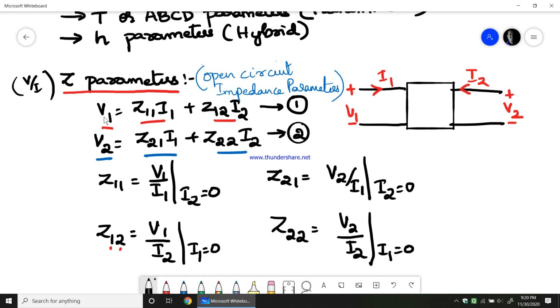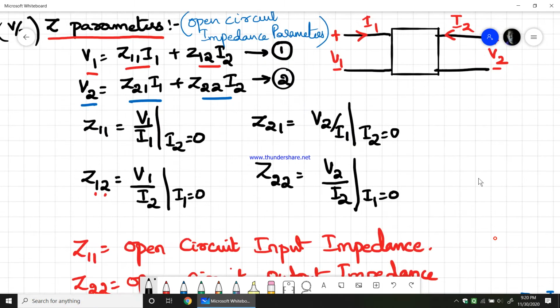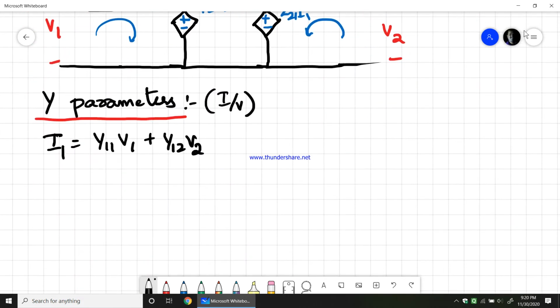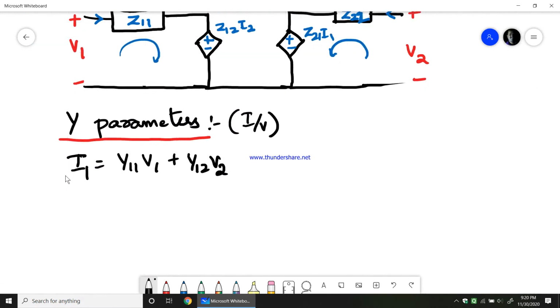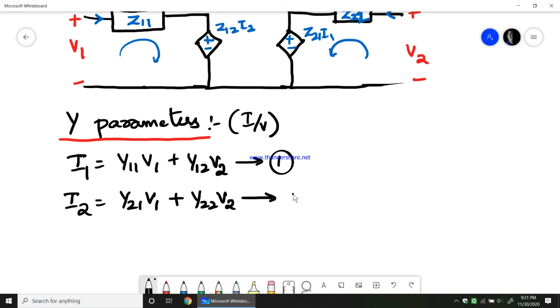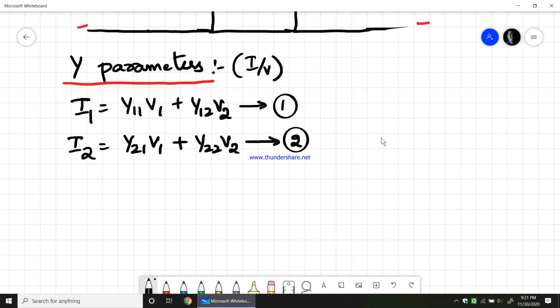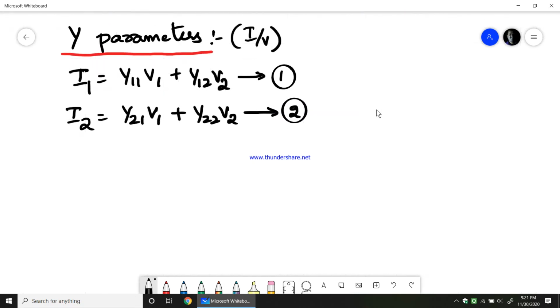That is why voltage comes to the left hand side and currents get added with z parameters. Here, as admittance parameters is I by V, current comes on the left hand side whereas voltage gets added with the y parameters. So this is equation 1. Now coming to I2 equals y21 V1 plus y22 V2. So this is the second equation. With these two equations we can define the y parameters.